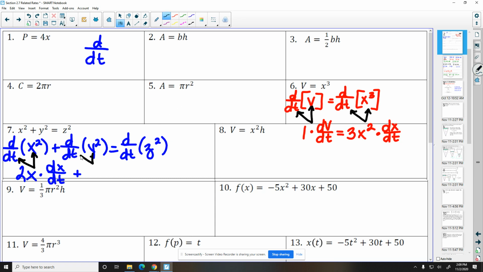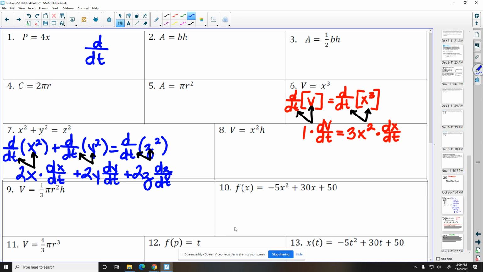Okay, here in the next set, the variables do not match again. So take the derivative of y squared and you get 2y dy/dt. And then one more time, derivative of z squared would be 2z dz/dt. Okay, let's do one more. Let's go down here and find one, maybe 2 more.